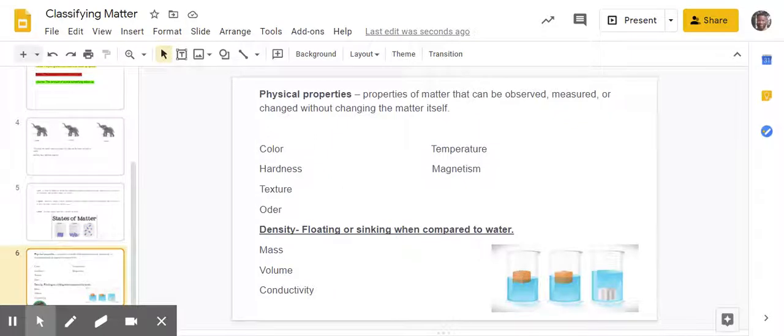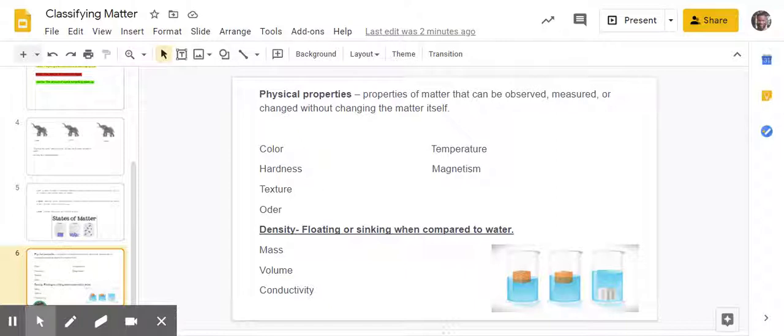So the physical properties are properties of matter that can be observed, measured, or changed without changing matter itself. So color, hardness, texture, odor, temperature, magnetism, these are all physical properties that help us describe items. Now, density is also a physical property. The definition for density is floating or sinking when compared to water. And here's a little example. If an item floats on top of water, it has less density. If it sinks, it has a greater density.